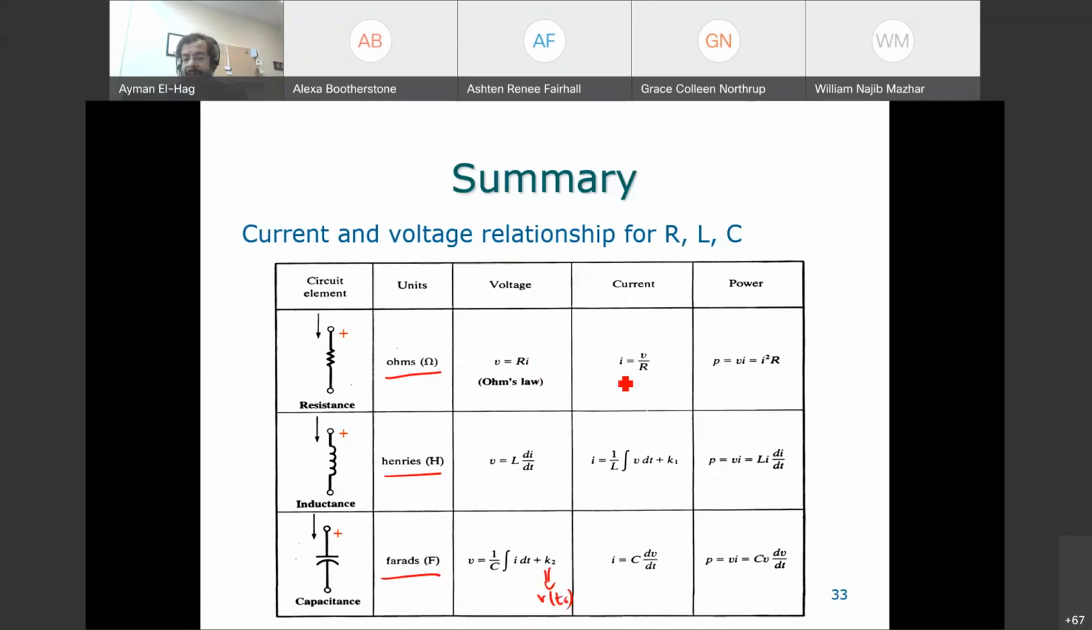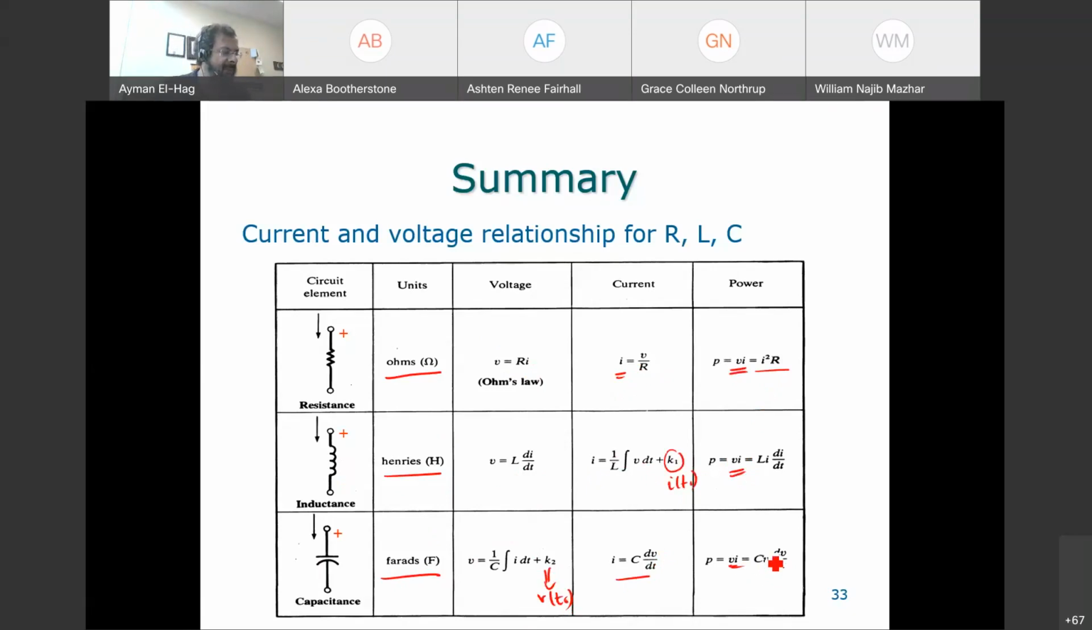Same thing if I want to find I: I is equal to V over R. I is equal to 1 over L times the integral of V dt, plus the initial condition of the current. I equal to C dV by dt. The power here is I squared R. The power in all of them is VI. Okay, but the formula will be different.